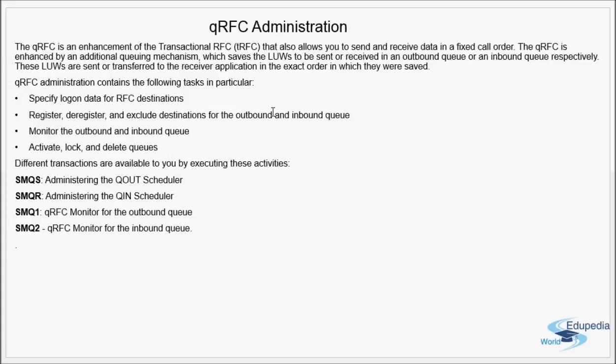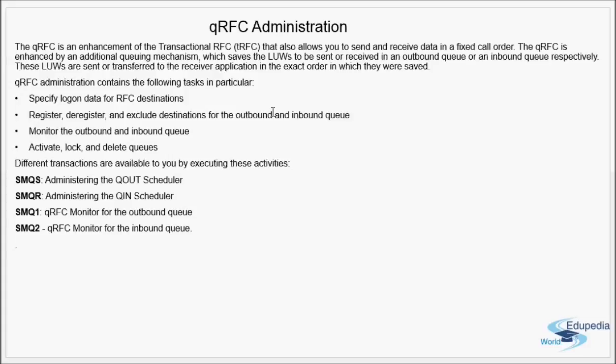QRFC administration contains the following tasks in particular: specifying logon data for RFC destinations, registering, deregistering and excluding destinations for the outbound and inbound queue, monitoring the outbound and inbound queue, and activating, locking and deleting queues. Now in QRFC administration, we need to take care of different things. Here data is sent; once it is sent from the sender system, it goes into the outbound queue, and in the receiver system, it comes into the inbound queue.